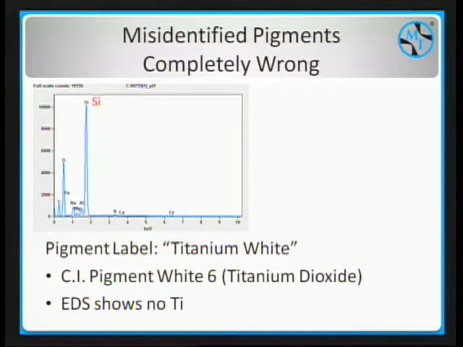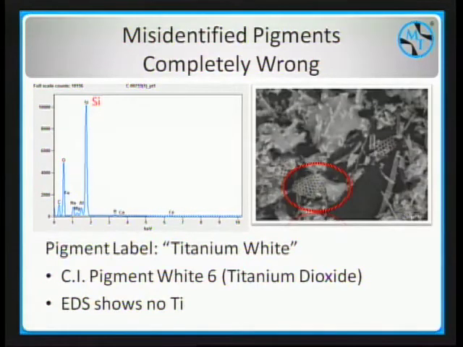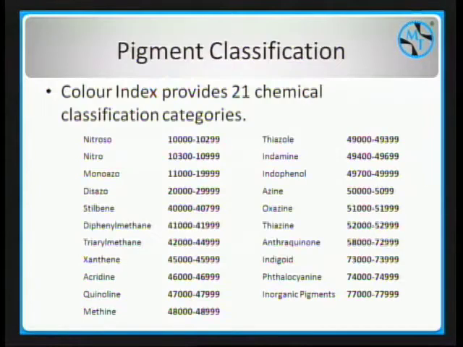Some pigments were just flat out labeled wrong, surprisingly. This was labeled as CI pigment white 6, titanium dioxide, but in EDS we have a huge silicon peak, and when we look at the SEM image of it, it's diatomaceous silica. You can see the biogenic fragments of silica.